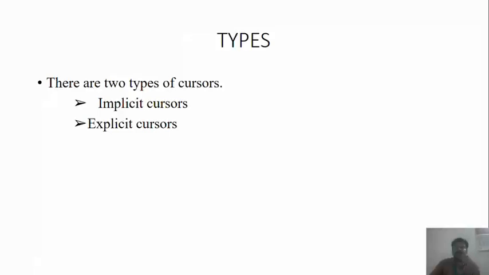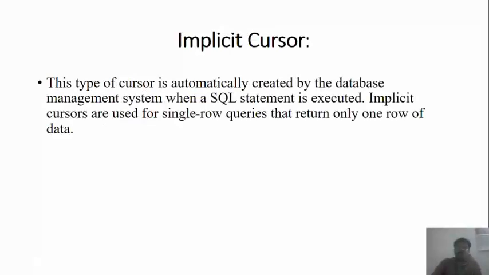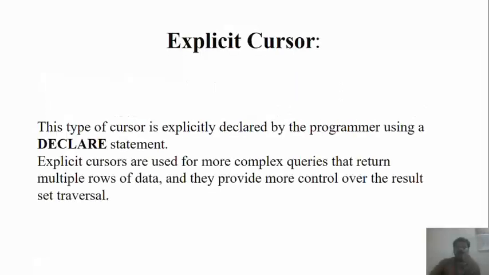There are two types of cursors we are going to see: one is implicit, another one is explicit. Implicit cursors are automatically created by the database management system when a SQL statement is executed. Implicit cursors are used for single row queries that return only one row of data. So two points you have to remember: implicit means automatically created, and it is used for single row queries and returns only one row of data. That is what we call implicit.